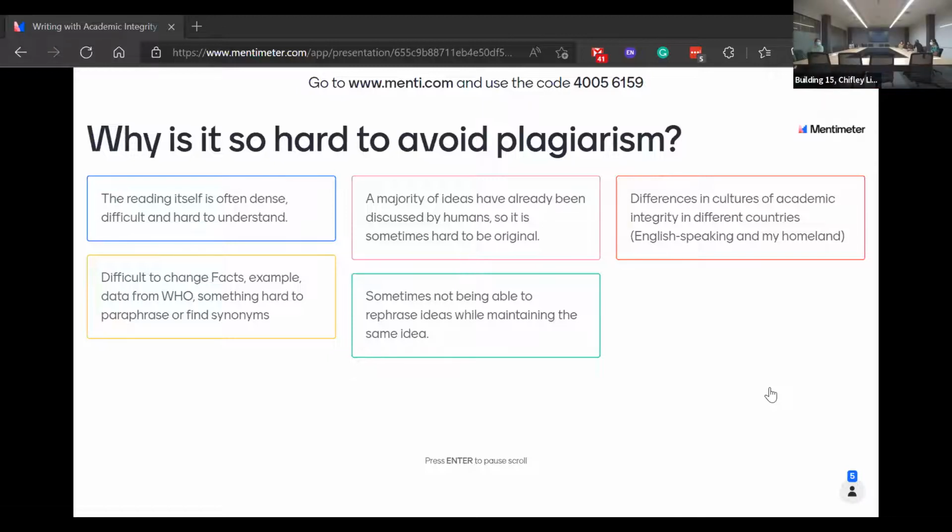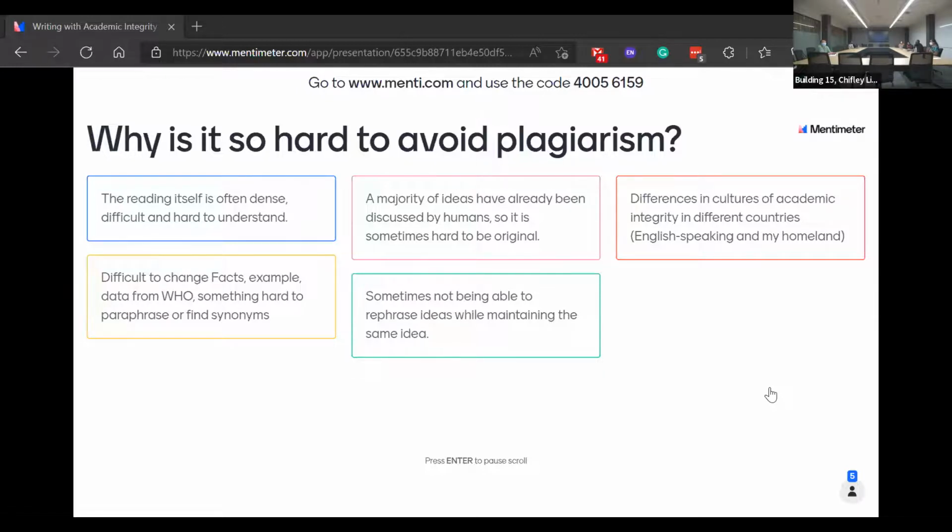Thanks, Julian. In the meantime, we've got some really great ideas coming up on our Menti in terms of why we can sometimes find it difficult to avoid plagiarism. Some of these include that oftentimes the reading can be quite dense, difficult and hard to understand. And let's face it, academic writing isn't always well written and particularly easy to understand. So this can definitely be a challenge. If that's the case, we probably need to spend a bit more time trying to decipher and distill the information in that text before we can effectively analyze it and use it in our own writing to support our own arguments and key messages.